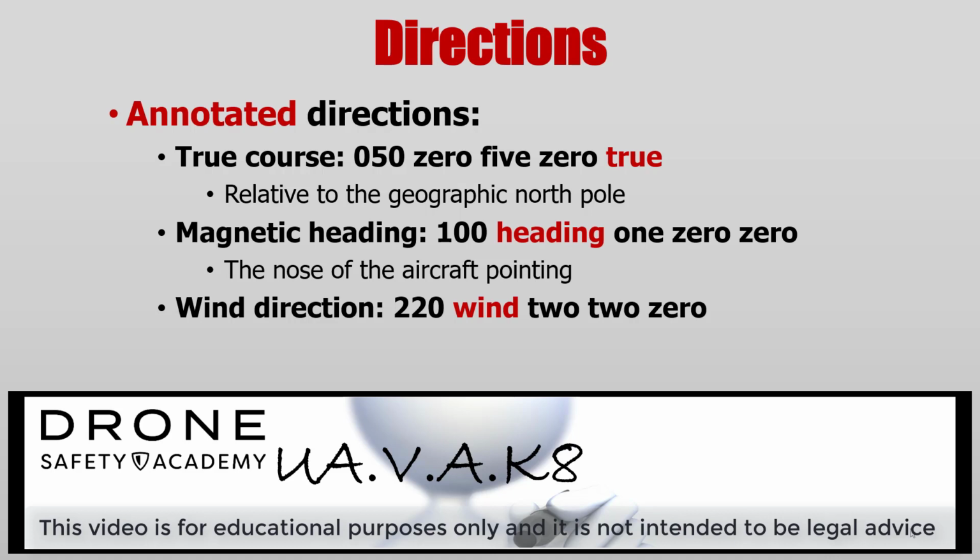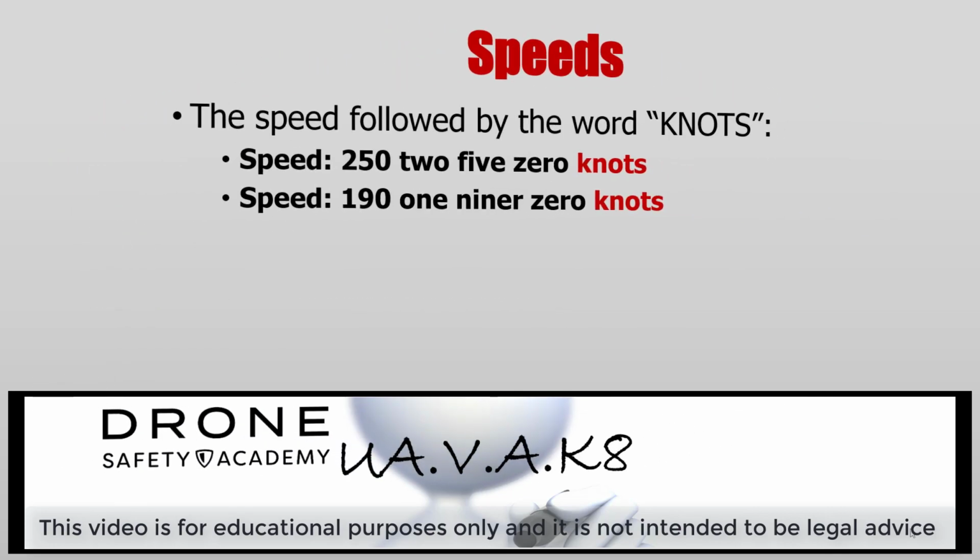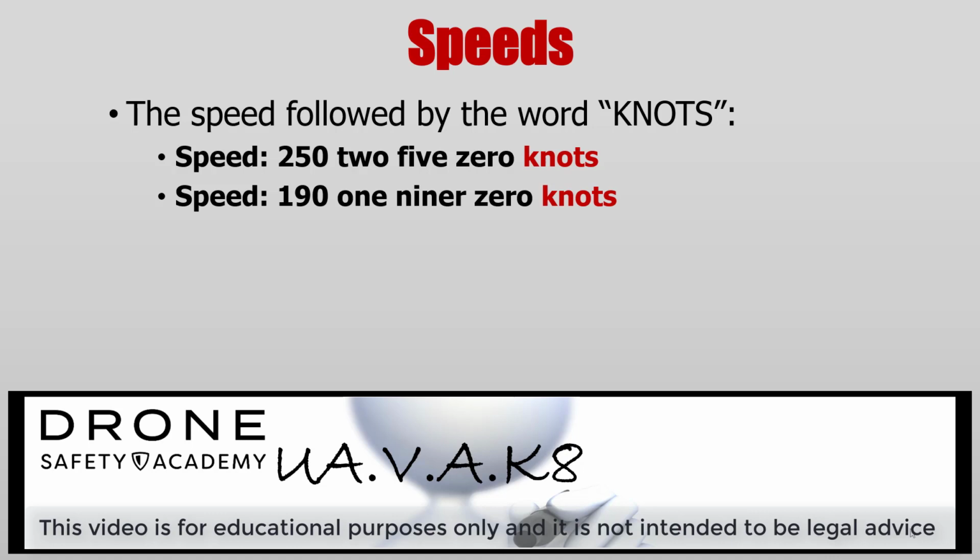The last example, wind direction, is pretty easy. We state wind and then the numbers. Wind 220. Here are two examples of stating your aircraft speed. 250 knots. 190 knots. Basic, right?